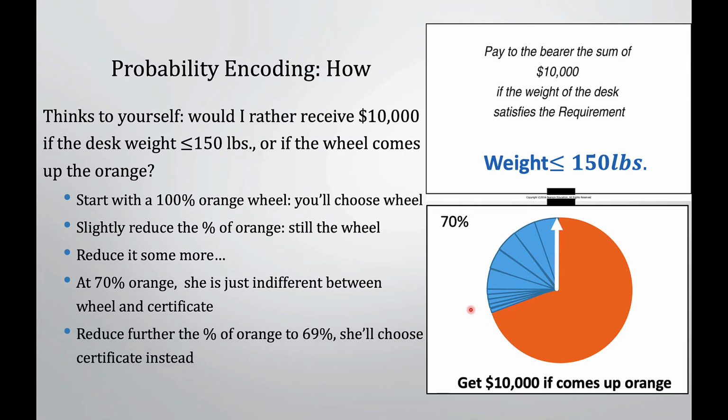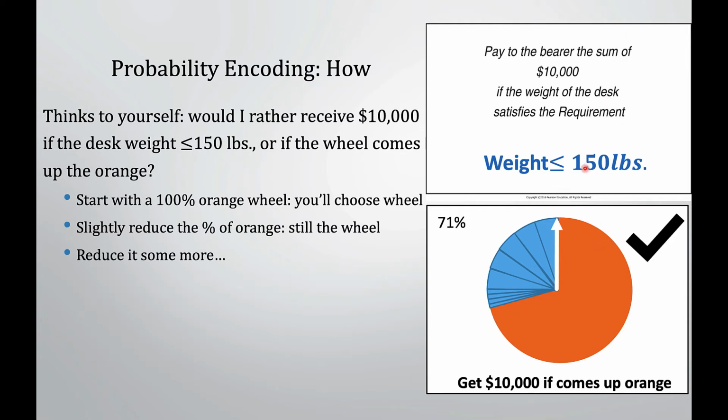Well, what if we reduce the orange colored area a little bit more? What if we reduce it to 69%? Well, in that case, I will choose the upper deal, where I will get $10,000 if the weight of the desk is less or equal to 150 pounds. So 69%, I switch to this one. 70%, I'm indifferent. 71%, I choose this bottom one.